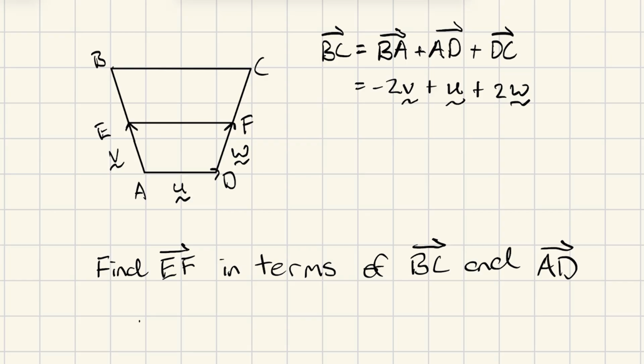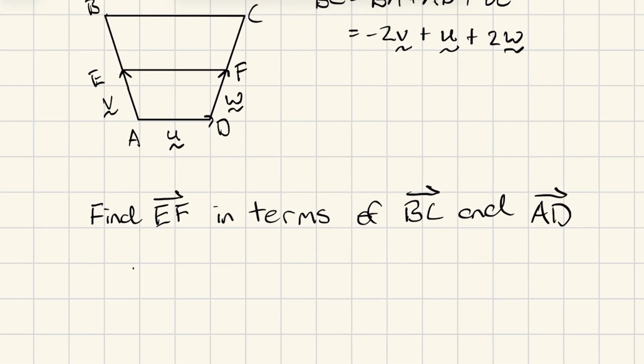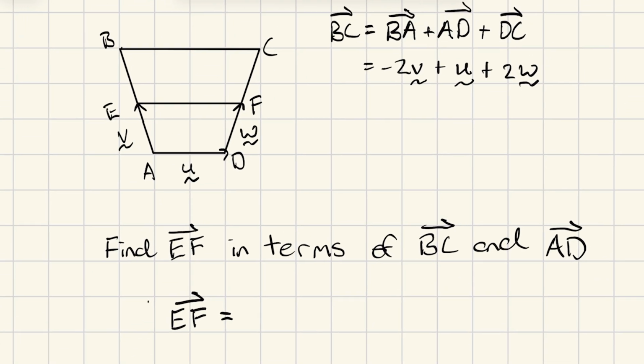So this question is, find EF in terms of BC and AD. Now we can use our last part. We already found BC. So first things first, I would always just try and write EF in a path that I can. So we have EF. Now if we look at EF, a pathway we could go is EA, AD, and then DF. So EA is just the negative of V. And then we have AD, which is U. And then DF, which is W.